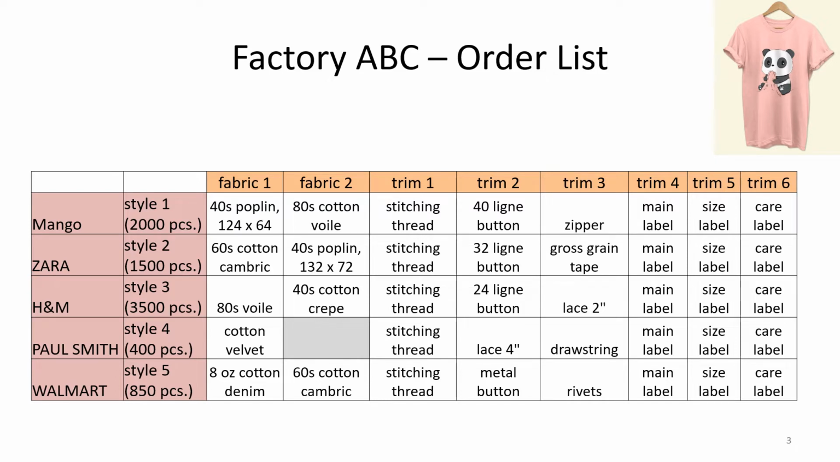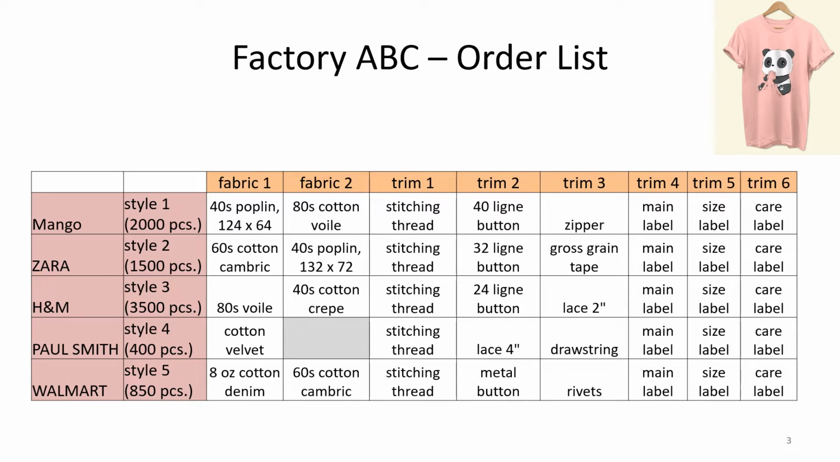We also have another style from Zara, which is another double layer blouse, which has 60s cotton cambric as, let's say, sleeve and 40s poplin body, with construction of 132 by 72, and then the rest of the things like stitching thread and 32 line buttons, grosgrain tape maybe at the cuff, shiny grosgrain tape, and then of course the main label, size label, and care label, and so on and so forth. So let's say at any given point of time we take a snapshot of the list of orders which a factory has, and the factory has one style from Mango, one from Zara, one from H&M, one from Paul Smith, one from Walmart. And this is what the order looks like.